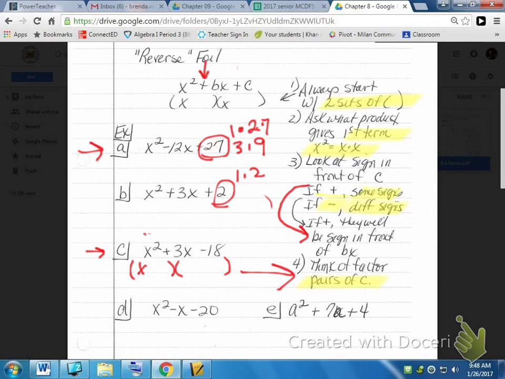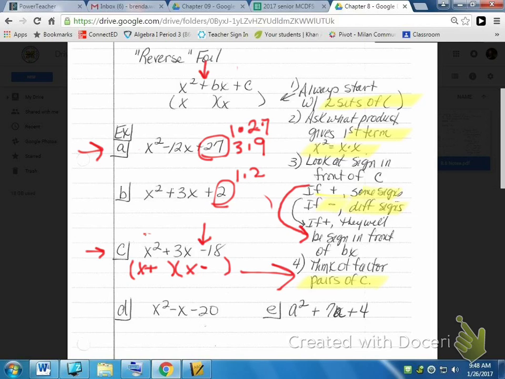X times x. Okay, now here's where things change up just a tad bit. It says, look at the sign in front of C. Okay, I got a minus. What's it tell me to do for a minus? Use different signs. So that just means plus minus. And you know what? It doesn't matter which one you put where. You do whatever you want. Plus minus.